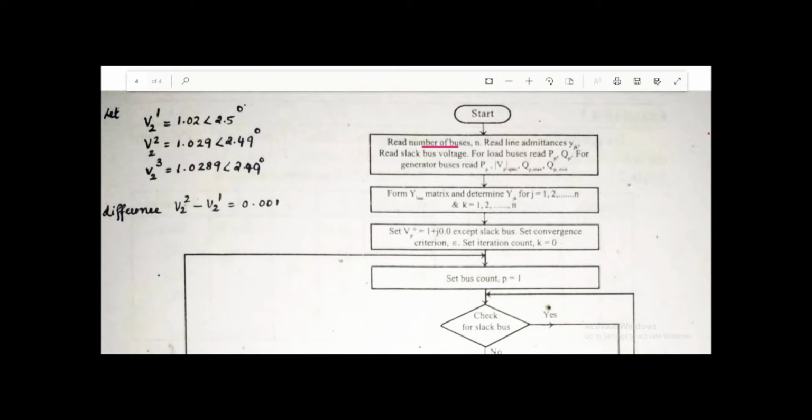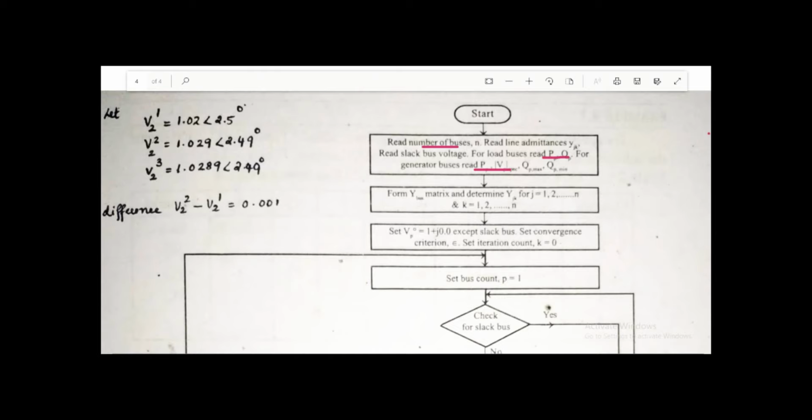Then what all things will you read? You will read whether bus specification is given, and you will check whether bus admittance is given because you need to calculate the admittance matrix. Then, when the bus details are given, you will obviously check the types of bus, whether it is load bus, generator bus, or slack bus. That means you will be reading the active power and reactive power for generator buses, and the specified voltage for the generator bus.